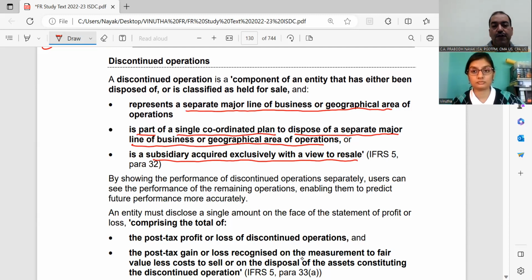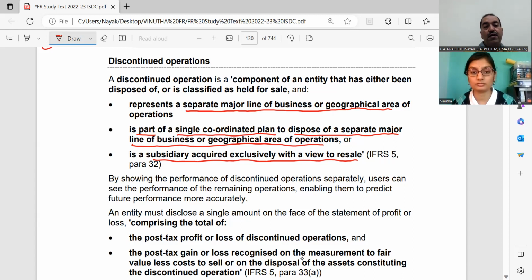So a discontinued operation is a part of the business. Example of which I gave you, that 3 divisions are there, 1 division is to be sold. So it is a separate major line of business, or it may be a separate geographical location of operation. For example, we are having 3 different branches. One branch will decide to close down. So that will be on the basis of geographical area. It is part of a single coordinated plan to dispose of a separate major line of business. That means it is a part of the entity's plan to sell off one part of the business.